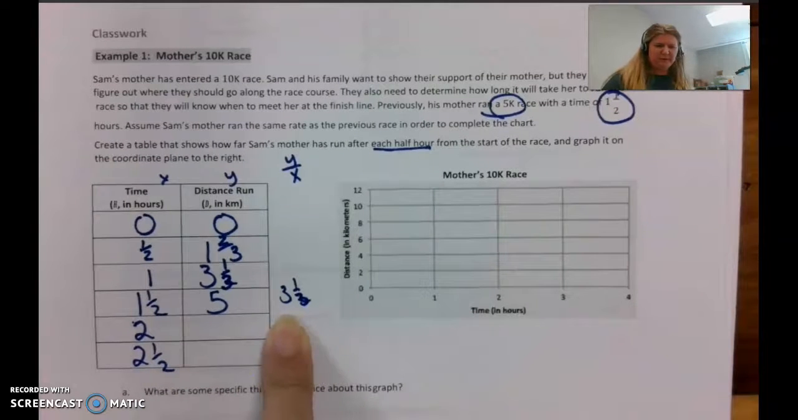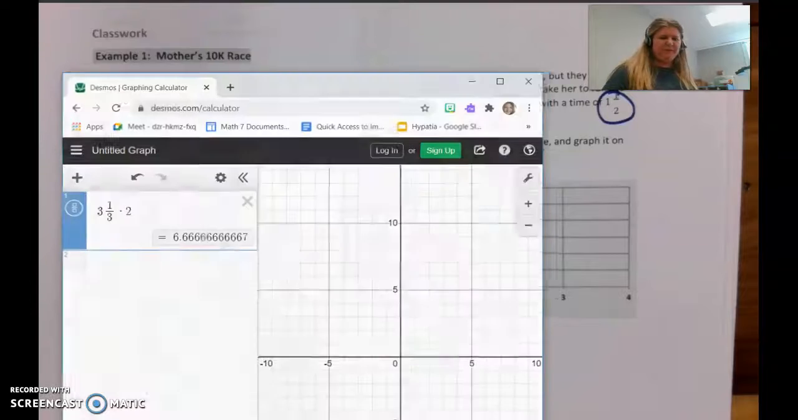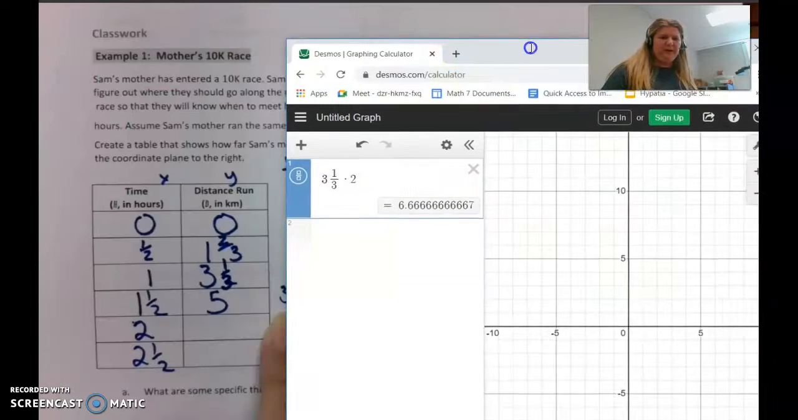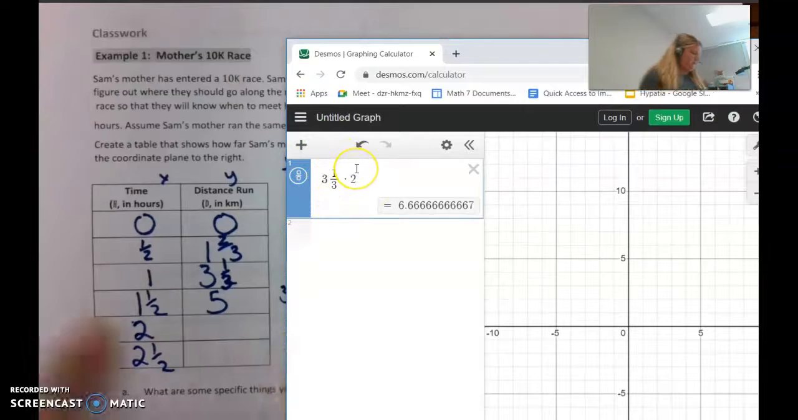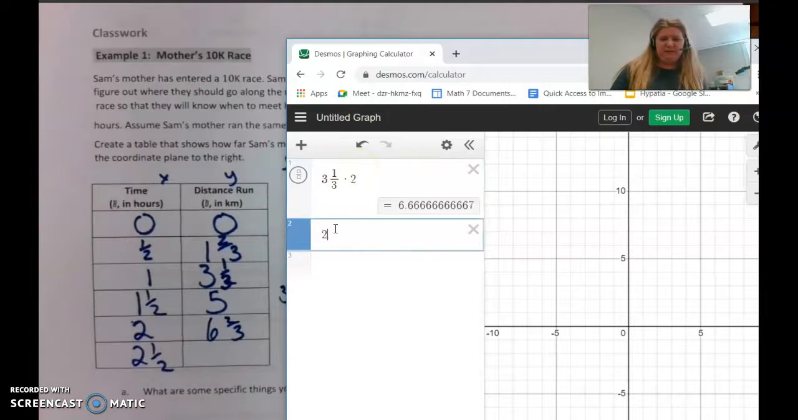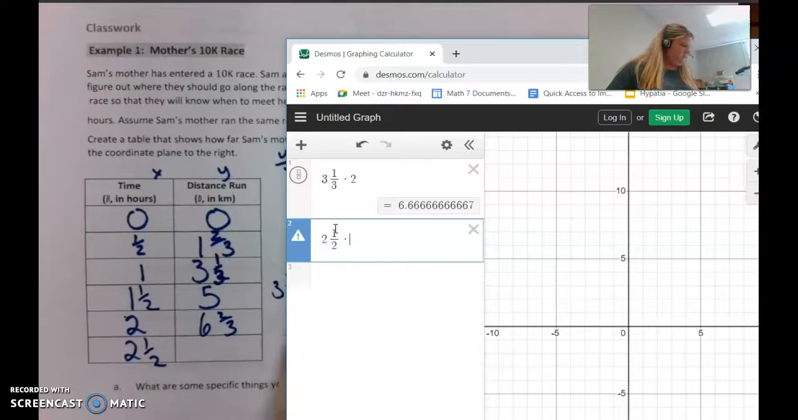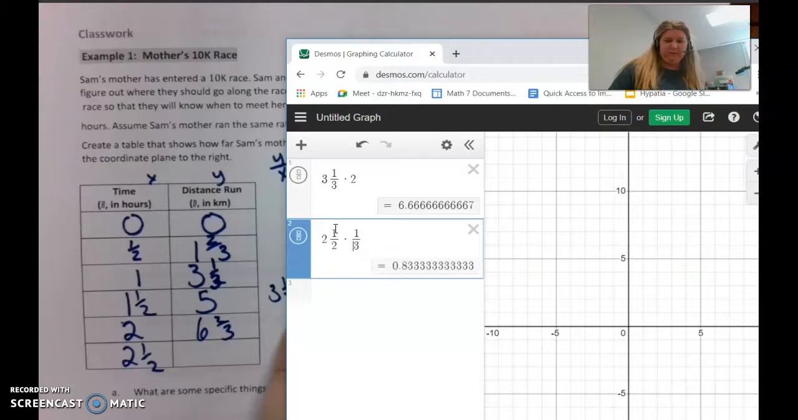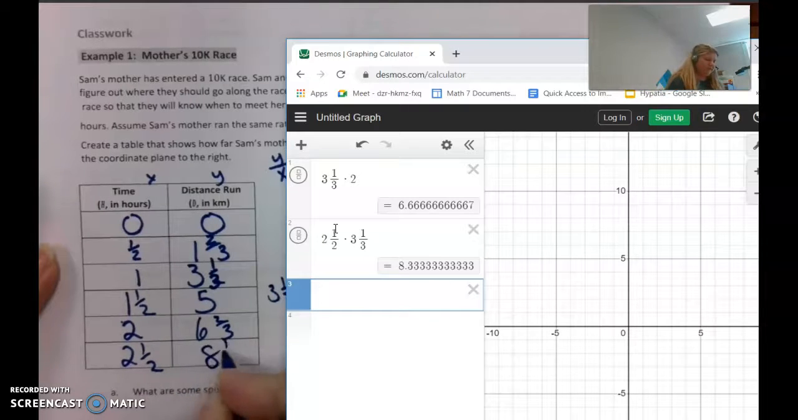So my little computer calculator is not working very well for this fraction, so I just pulled up the Desmos calculator that we've used before, and I used it because it'll let me do fractions. So 3 1/3 times 2 is 6 2/3. And then I'll go ahead and do half, and then go backwards and do 2.5 times our unit rate, which is 3 1/3. Okay, so that's 8 1/3 for this.